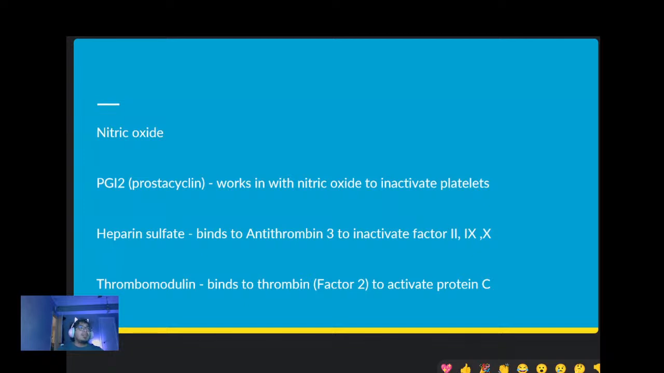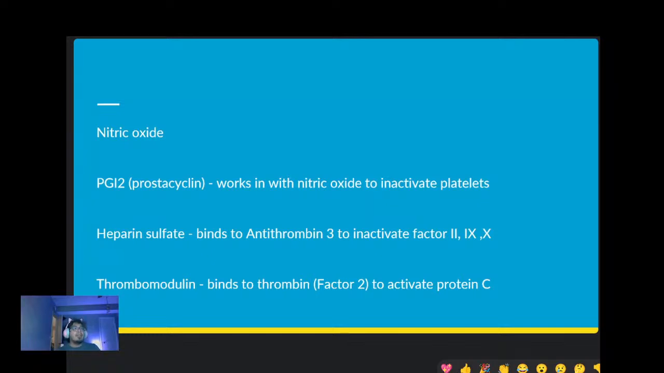So even if the PGI2 and nitric oxide complex is impeded and heparin sulfate is also impeded, a clot will form, right? Clots will form. But thrombomodulin dissolves the third one there. It modulates thrombus formation.